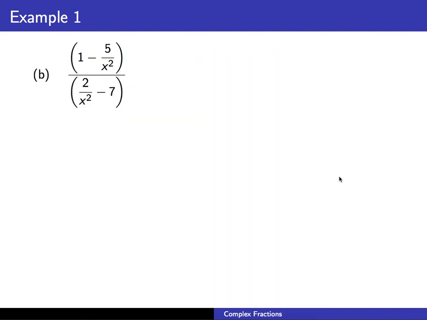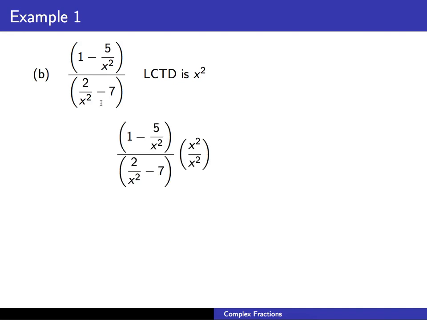All right, part B, we have 1 minus 5 over x squared, and then in our big denominator, we have 2 over x squared minus 7. So much like the last problem, we have an x squared and an x squared. Our least common tiny denominator is x squared. So if we multiply every single term, all 4 terms, by x squared, guaranteed to get rid of all tiny fractions. So let's do that.